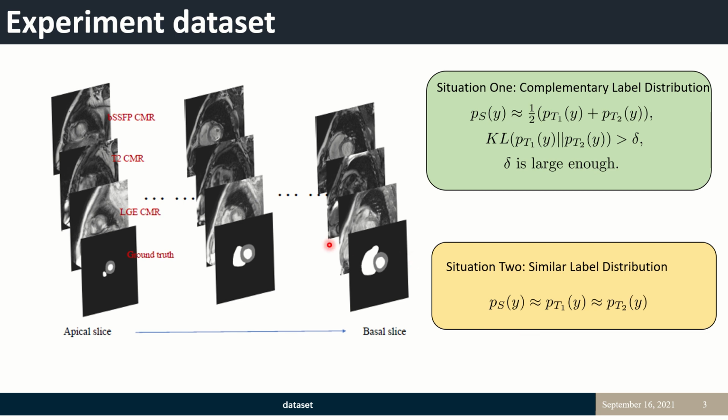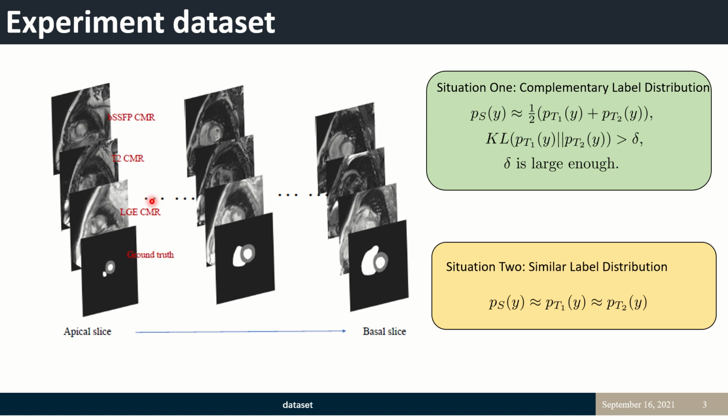For validation, we use bSSFP CMR images as the source domain and LGE and T2 CMR images as the target domain. The dataset is provided by the Xiahai 2019 Multi-sequence cardiac MR segmentation challenge.